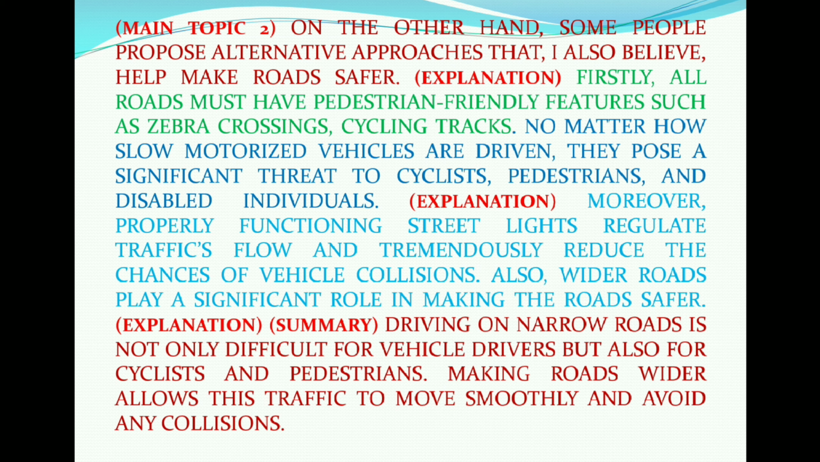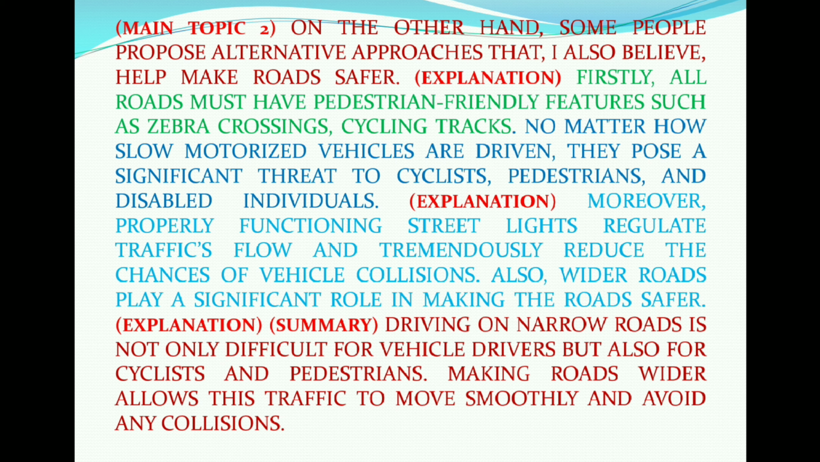On the other hand, as I told you, I am going to start the second paragraph by saying, on the other hand, some people propose alternative approaches that I also believe help make roads safer, right? So other measures, and I also believe that the other measures can be helpful. As I told you, I think that both things are necessary. So I am not saying that I am just in favor of limiting the speed or just in favor of alternative approaches. Both things are necessary. So here I use that I also believe help make roads safer, right?